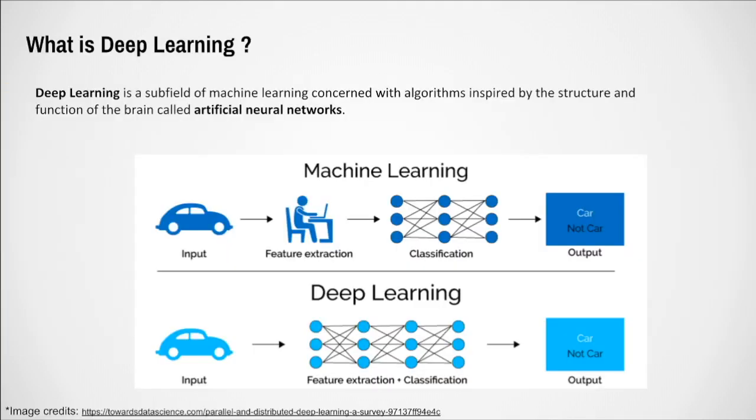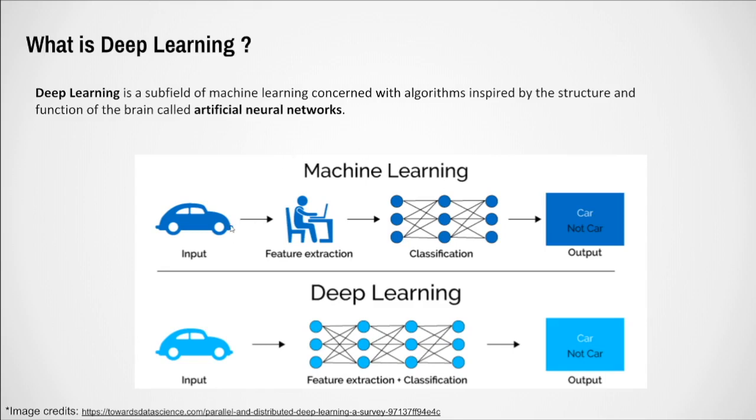All right, so next, what is deep learning? Deep learning is a subfield of machine learning concerned with algorithms inspired by the structure and function of the brain called artificial neural networks. So deep learning is the idea of how a human brain works. They define deep learning on the basis of the neurons that we have in our mind. So then the question comes, what is the difference between machine learning and deep learning?